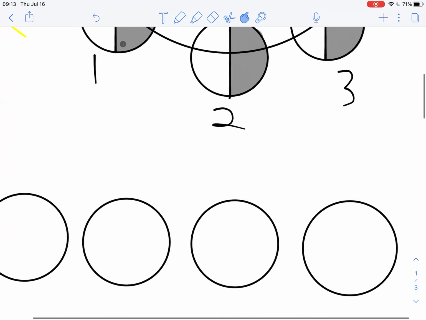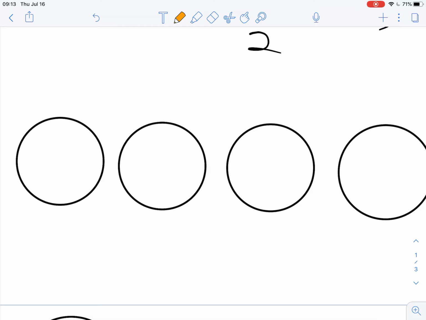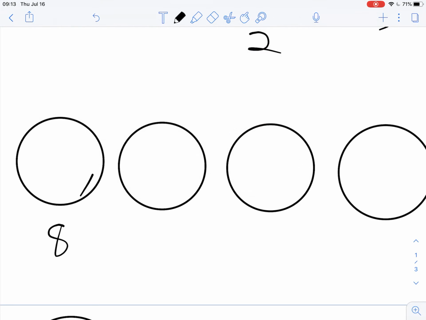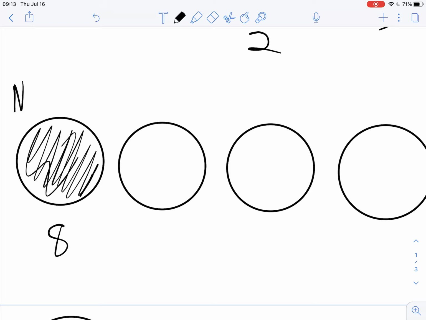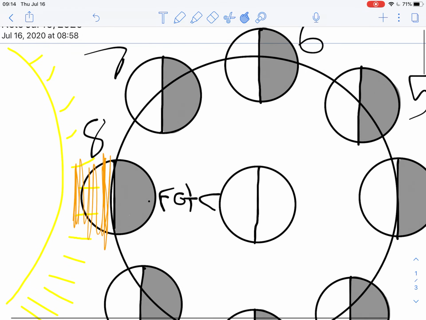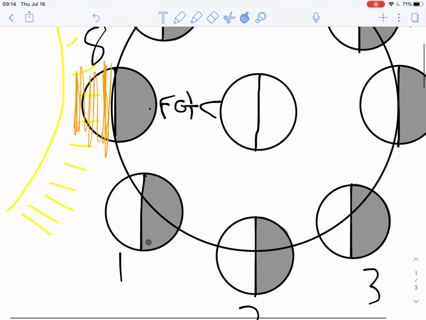dark moon. So for the first circle, let me just change colors here, I'm going to label it 8, and I'm going to completely shade it in. Okay, and this is called a new moon. All right. So when the moon is in position for us to see a new moon, we don't actually see the moon. We're only looking at the dark side of the moon, so it's all we see. Let's jump to the next one.